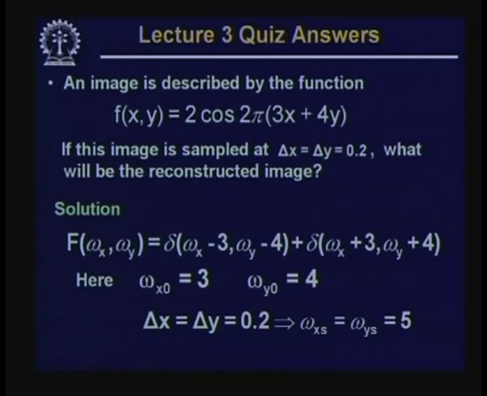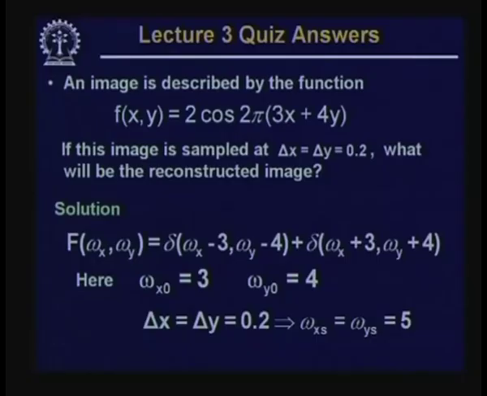If I take the Fourier transform of the image which is given, then you find that the Fourier transform will be a set of 2-dimensional delta functions, given by delta(w x minus 3, w y minus 4) plus delta(w x plus 3, w y plus 4). And in this particular case, the maximum frequency in the x direction, that is w x naught, is equal to 3, and the maximum frequency in the y direction, that is w y naught, is equal to 4.